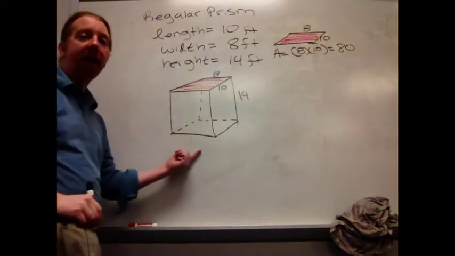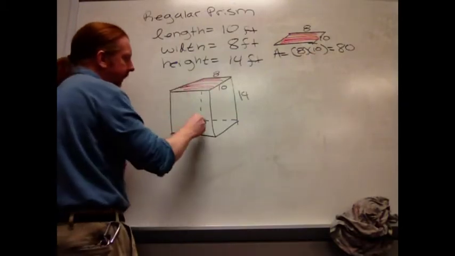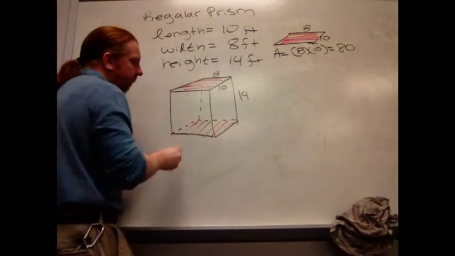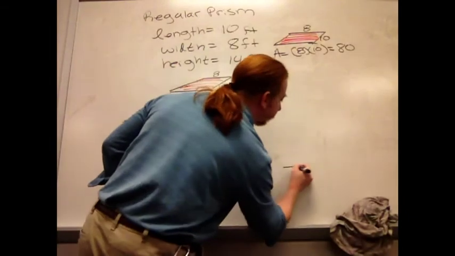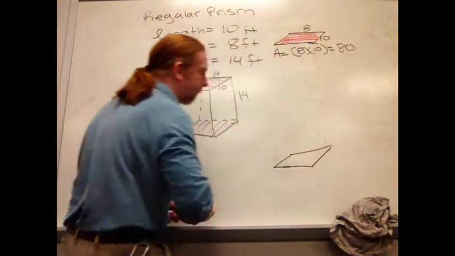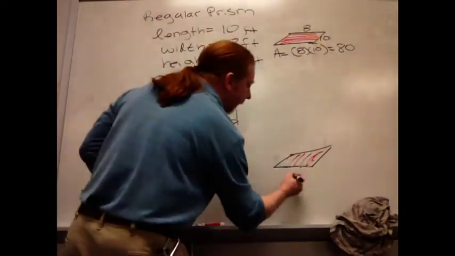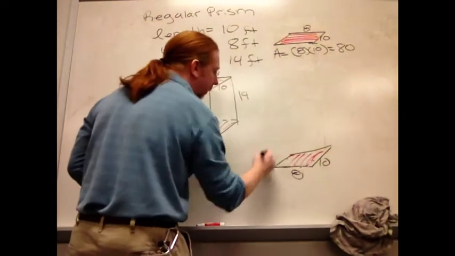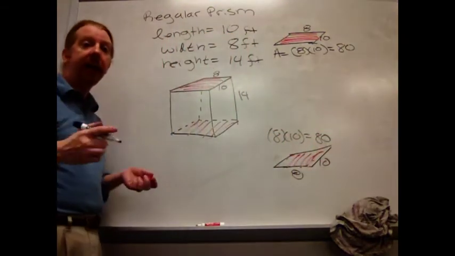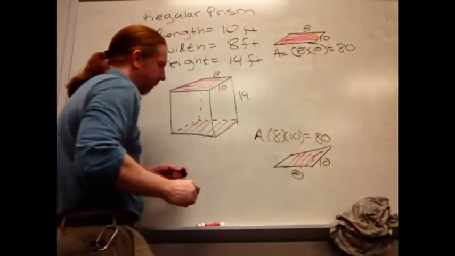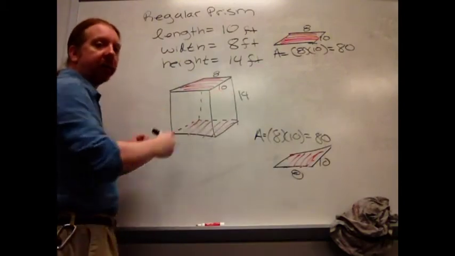Next, I'm going to take the bottom piece, and I'm going to pull it off the bottom. That's this piece right here. So there's that bottom part of my rectangular prism. I'm going to pull it off. So there it is, laying over there. And it's still 8 by 10. So 8 by 10 is still 80 square feet. That hasn't changed. My last piece I'm looking at now is this middle piece.